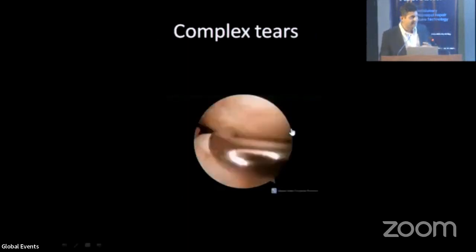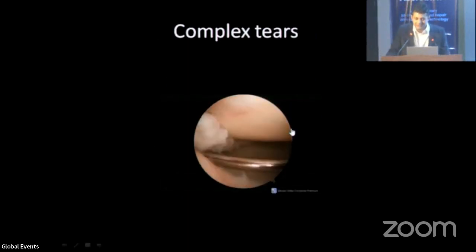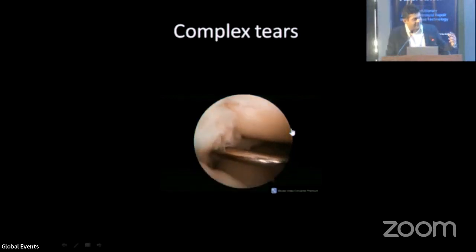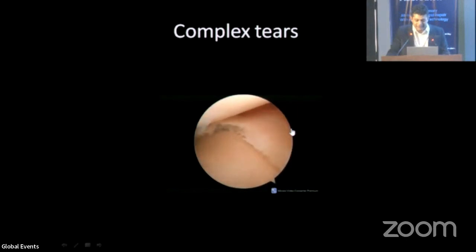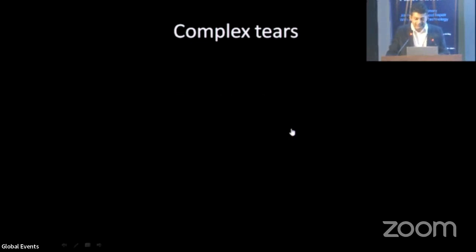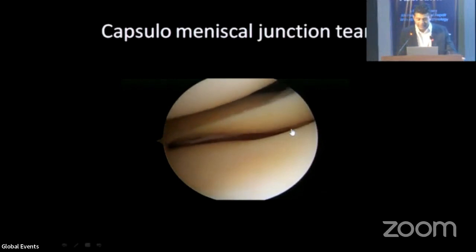Complex tears are a combination of various tears. Here what you see is a root tear, which is complexed with a radial and a longitudinal tear, and of course the horizontal tear. These kinds of tears are usually chronic tears. They don't happen in acute settings, and they have to be catered to well.